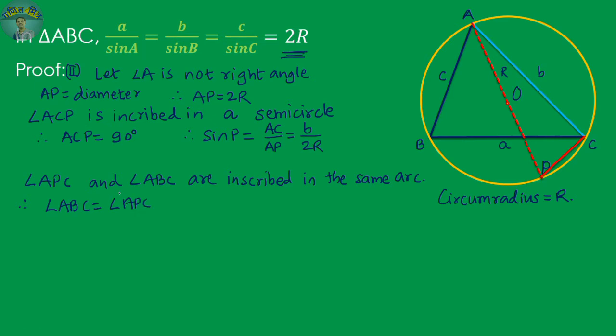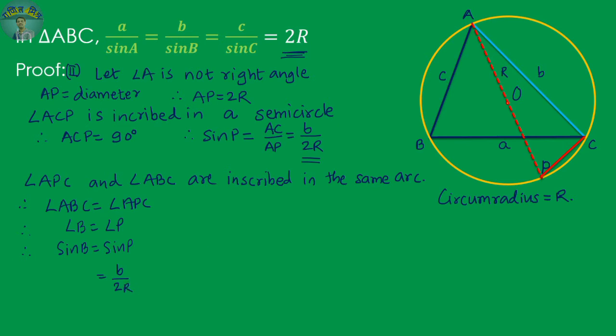Look at it, I'm going to repeat the property. These both angles are on the same side of the chord and they are inscribed in the same arc, and therefore they must be equal. So I'm going to write angle B is equal to angle P. So in short, I can write again angle B is equal to angle P. So if I take sine of both angles, then sine B is equal to obviously sine P. But what is sine P? Look at here, sine P is B upon 2R. So this is nothing but B upon 2R.